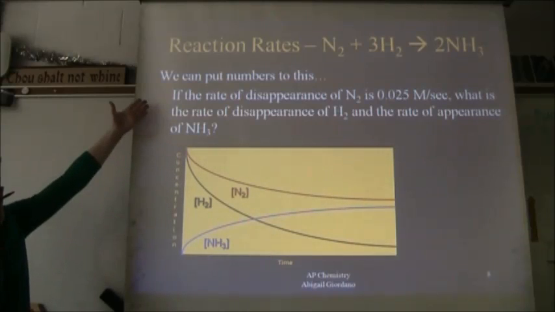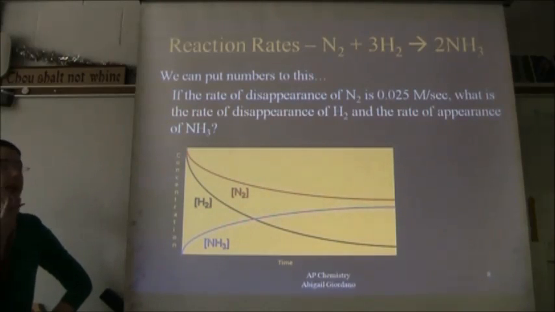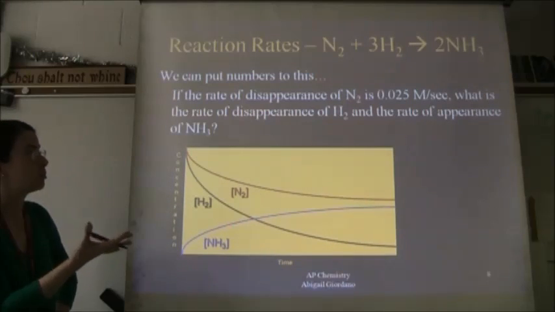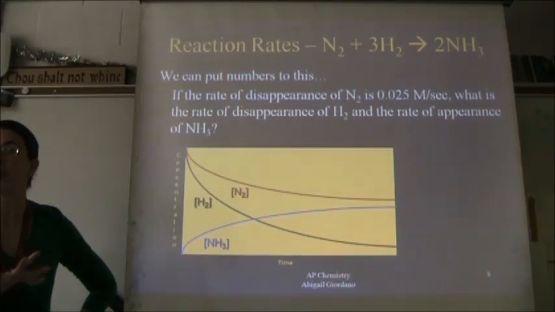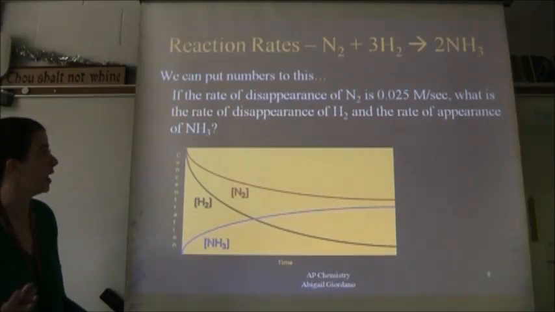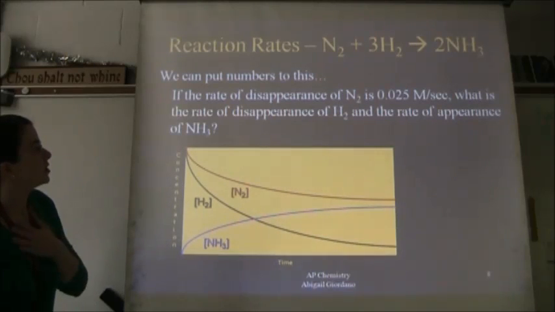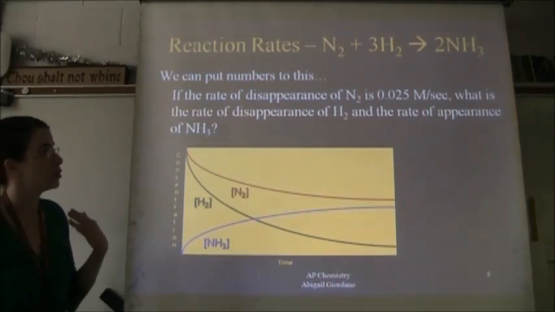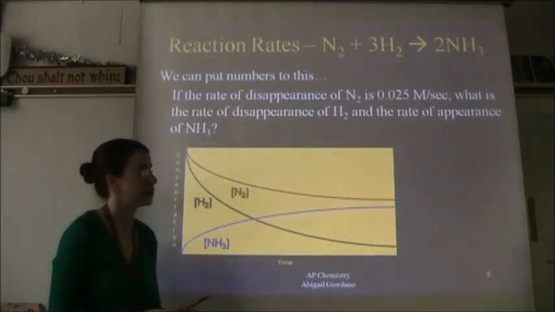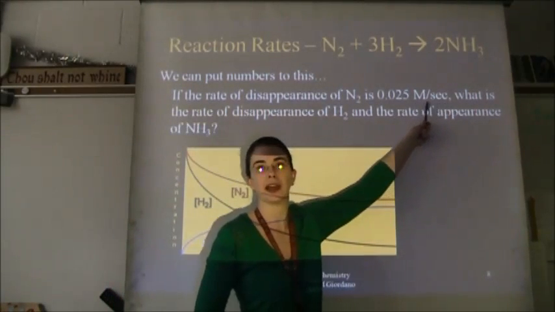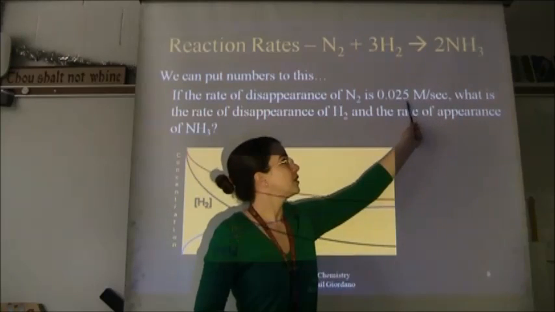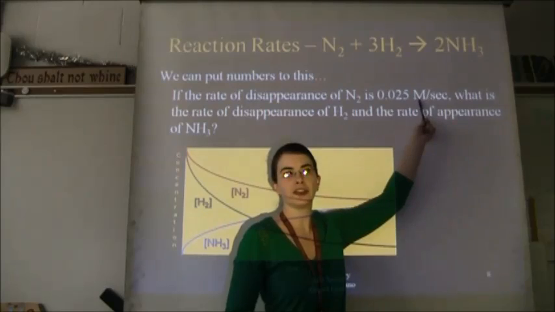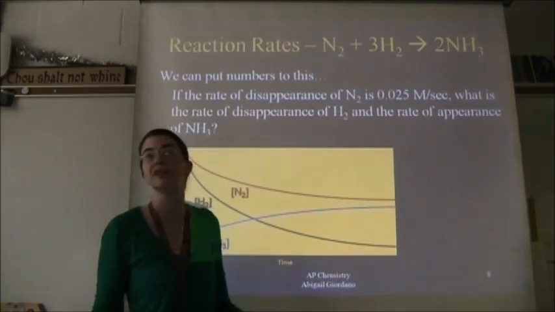Okay? This would be a perfect example of something you would likely see in multiple choice because it's relatively easy numbers that I would expect you to be able to work with in your head. It says if the rate of disappearance of nitrogen is 0.025 molarity per second. Get used to seeing units like this. This is what units of our rates will look like: concentration per some unit of time.